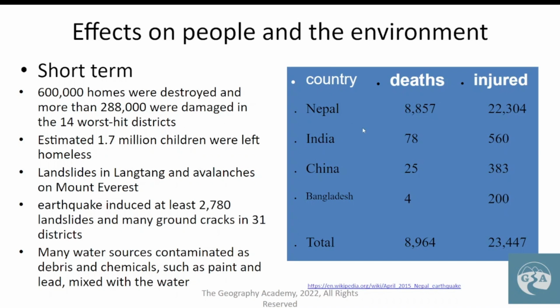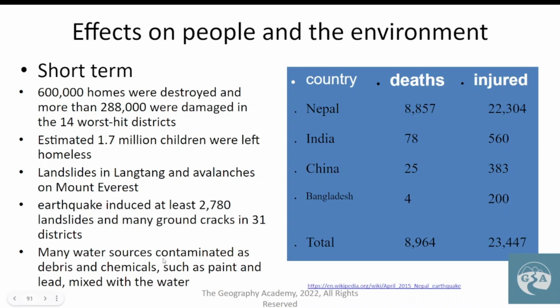We can see the total death toll rose to about 8,800, with over 22,000 injured. A lot of people were trapped in buildings or in rural areas where they had no help there, or people couldn't get to them in time. This left 1.7 million children homeless, and in the upper areas in the Himalaya mountains, there were avalanches on Mount Everest. In Langtang Valley, for example, there was a huge landslide that completely removed villages from the valley. We saw almost 3,000 landslides and huge cracks opening up in areas as well.